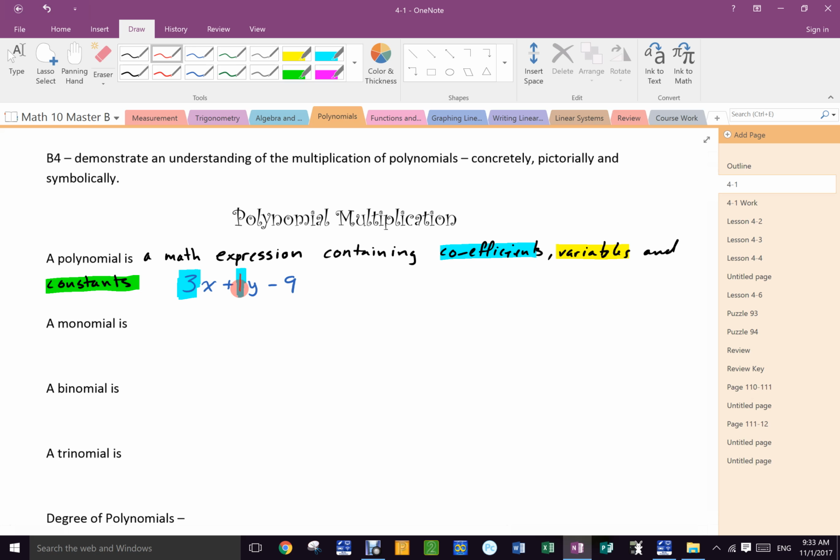Okay. What are the variables? X and y. Okay? And finally, what is the constant? 9. Why is it constant? Because it's always 9, right? No matter what happens in this polynomial, no matter what x and y are, after I've multiplied x by 3 and multiplied y by 1 and added them together, the last thing I'm going to do is take away 9, right? Everybody cool with that? Yeah? Okay.